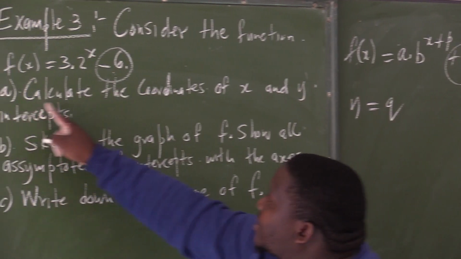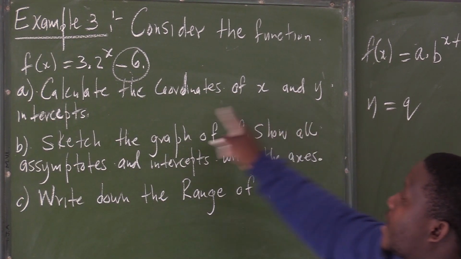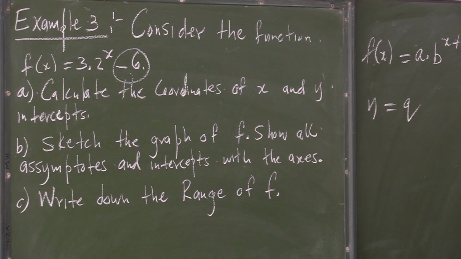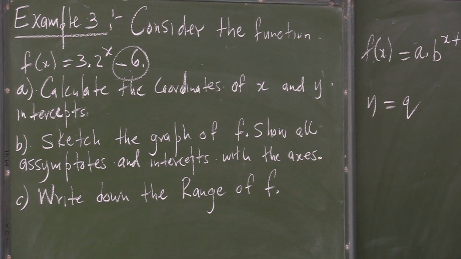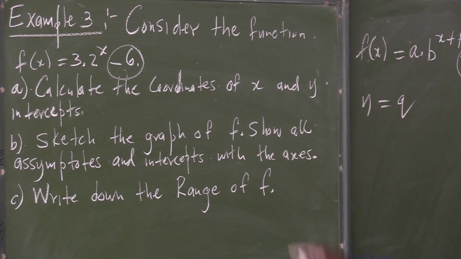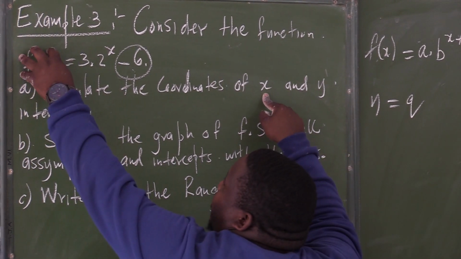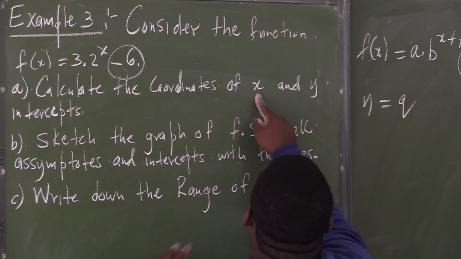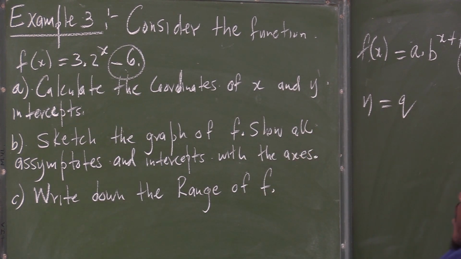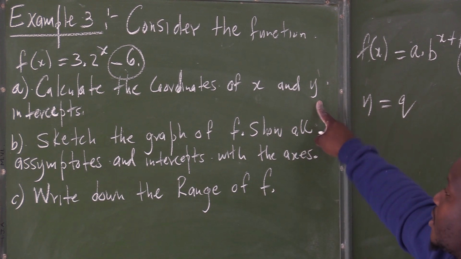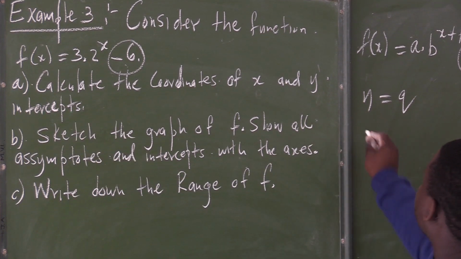Now, the first question here, they're saying calculate the coordinates of the x and y intercepts. Now it's a repetition. How to find the x-intercept? Make y 0. How to find the y-intercept? Make x 0. So for my x-intercept, I'm going to put y as a 0, then work out x. For my y-intercept, I'm going to put x as a 0. Then work out the value of y.